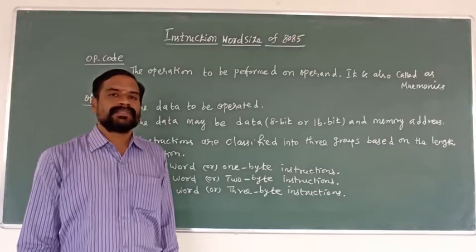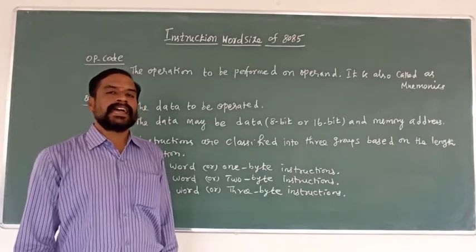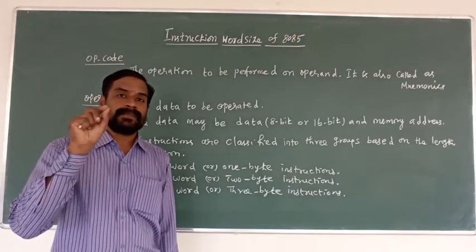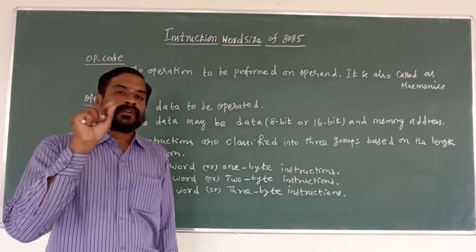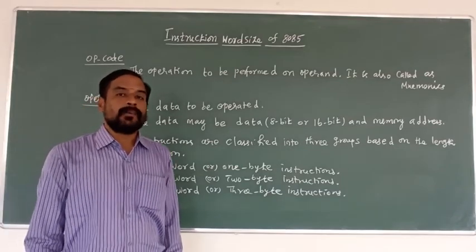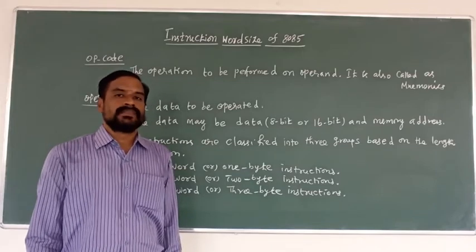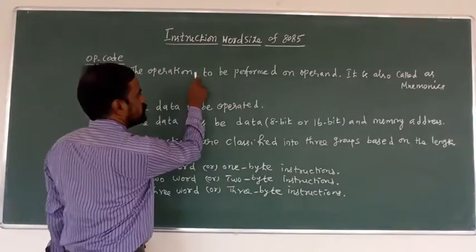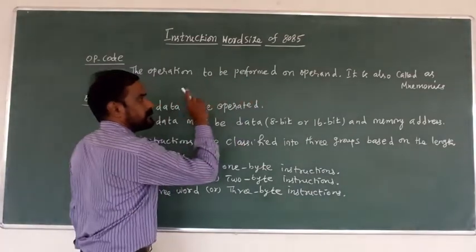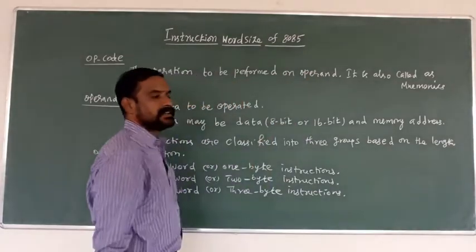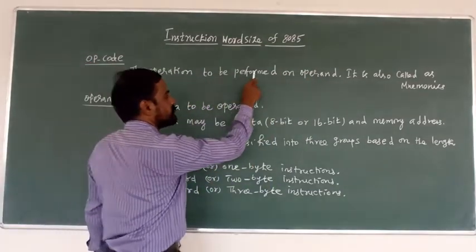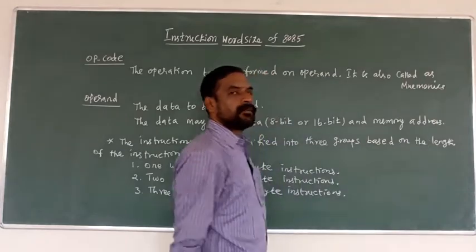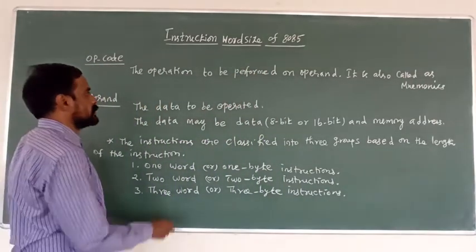Here, opcode means operation code. There will be instructions like add, sub, rotate, compare. There will be some code for each, and to operate that code is called opcode. Opcode is the operation to be performed on the operand. It is also called mnemonics.